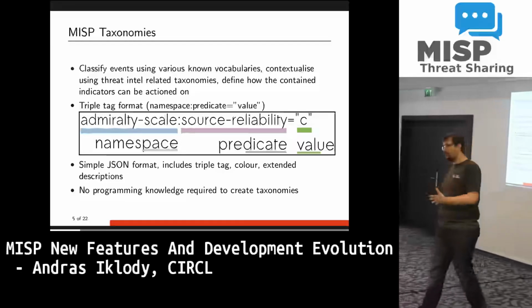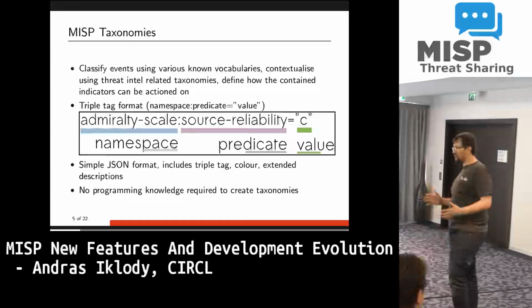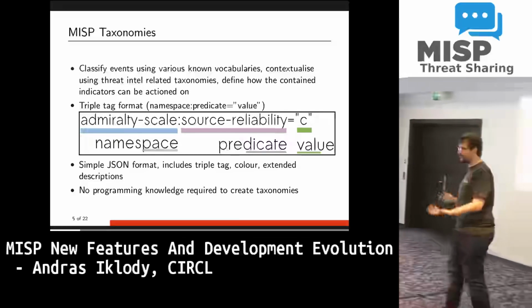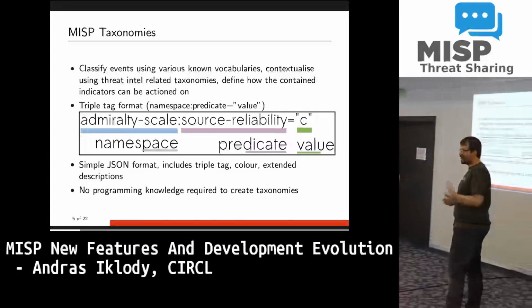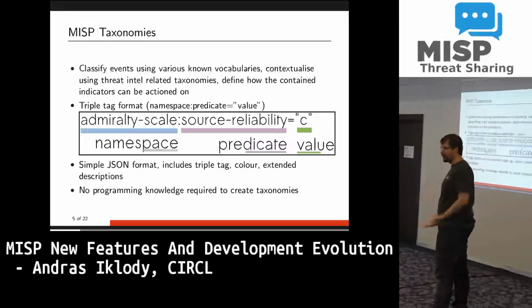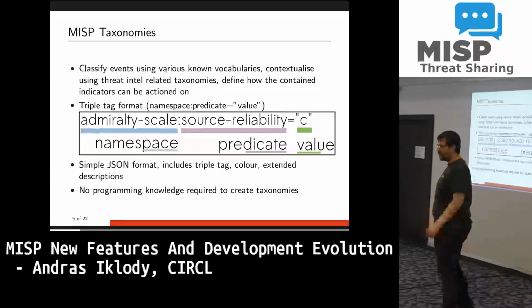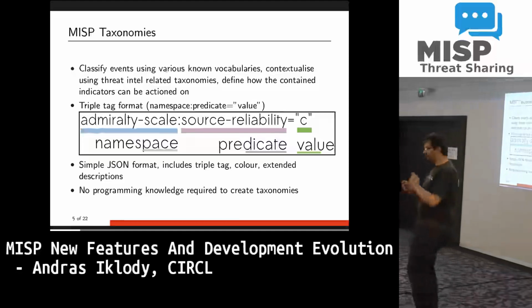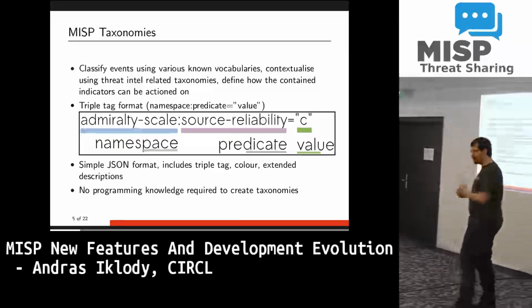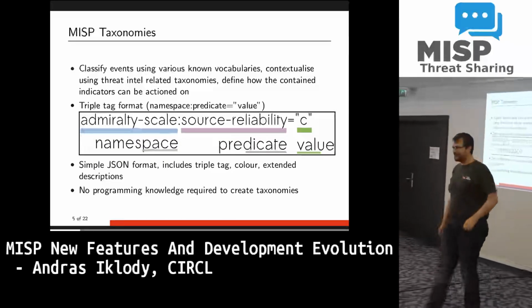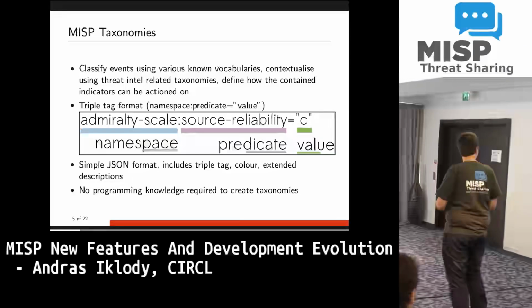To create such a vocabulary, all you have to do is create a simple JSON, which follows a format. So the idea was that anyone that is not familiar with programming even can just sit down and create a simple taxonomy. And Rafael will talk more about an even easier way of doing it today, so you don't even have to create a JSON anymore.